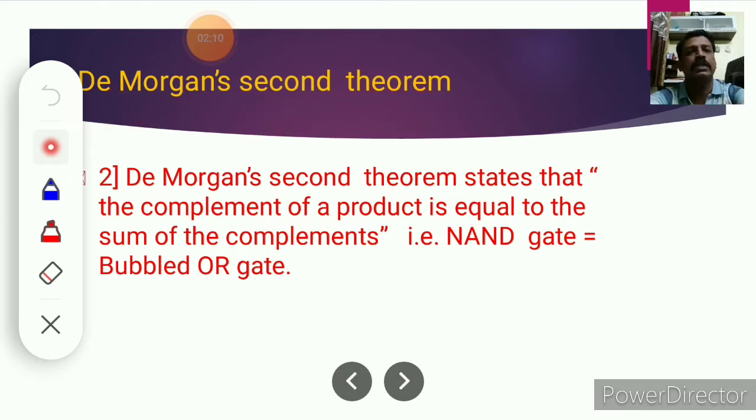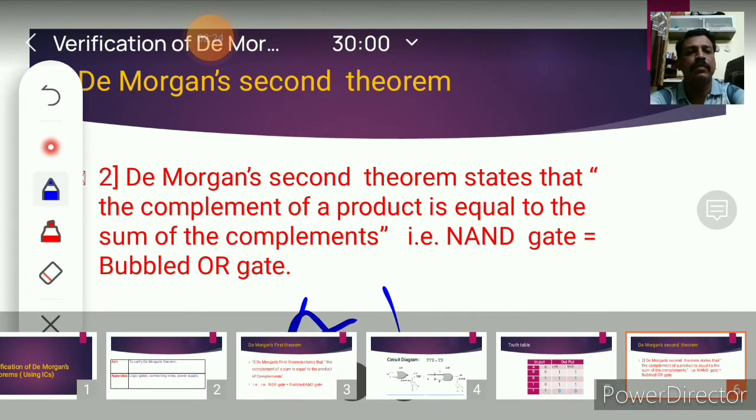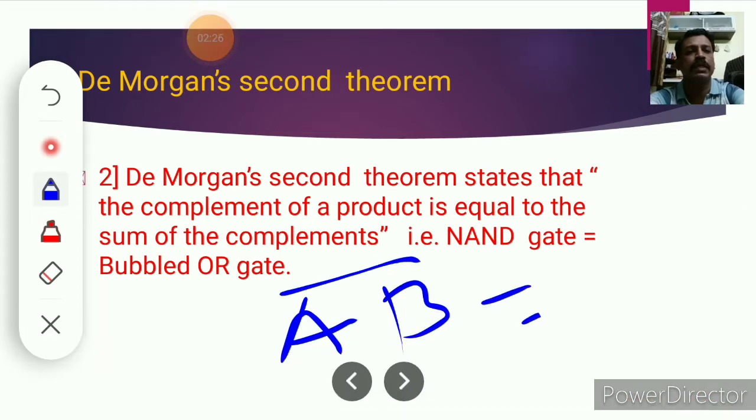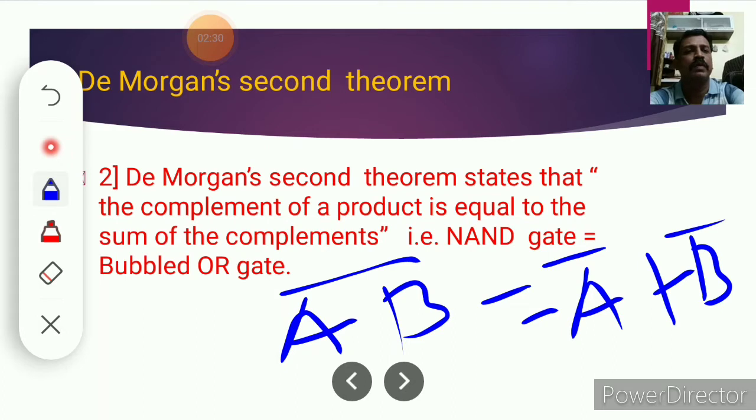De Morgan's second theorem states that the complement of the product is equal to the sum of the complements, that is, a NAND gate is equal to a bubbled OR gate. So the complement of AB, (AB) complement, is equal to A complement plus B complement. In this way we can say that the complement of the product is equal to the sum of the complements.